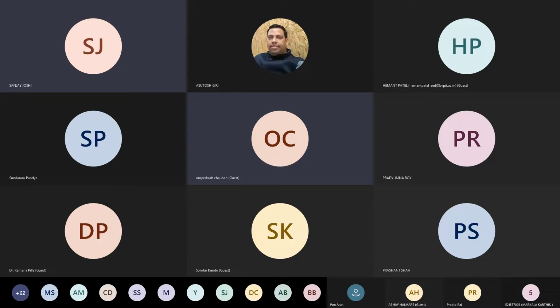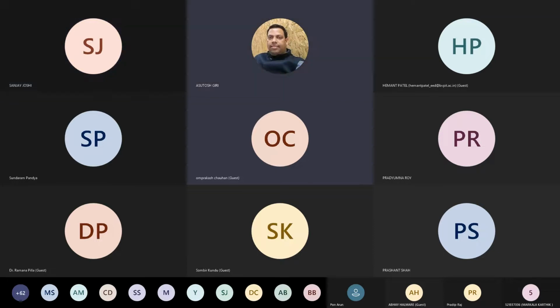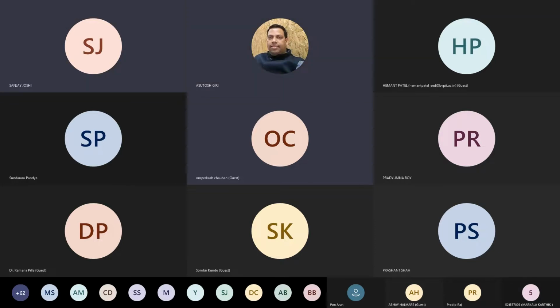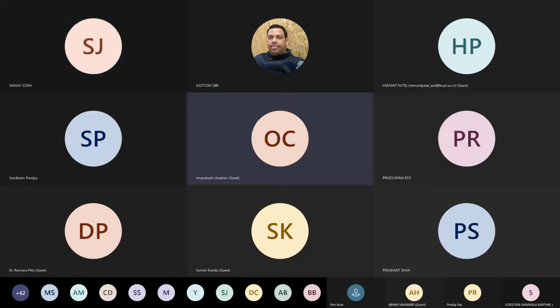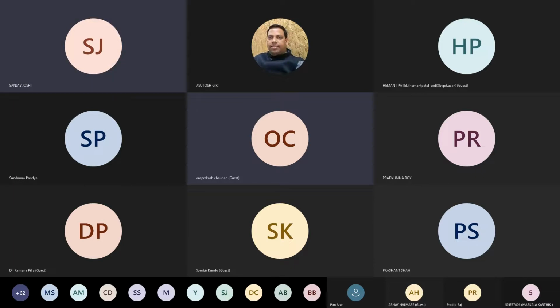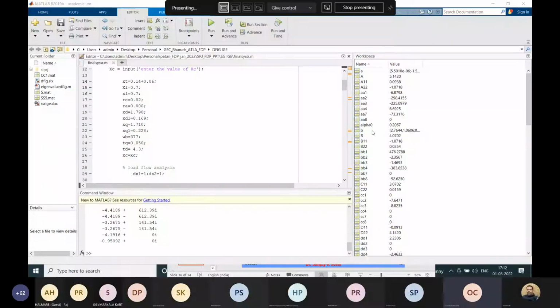Why can't I select all the windows? Actually, that will come one by one, sir. This is the limitation of this. I should select this one, I think.